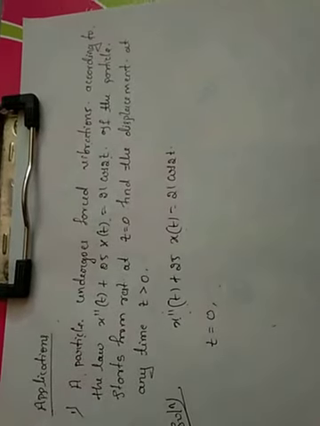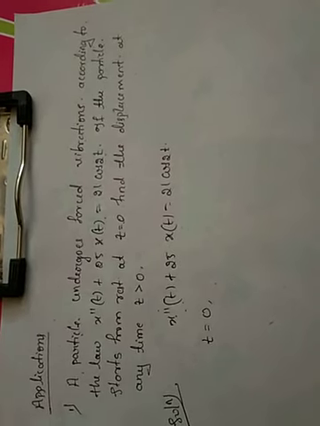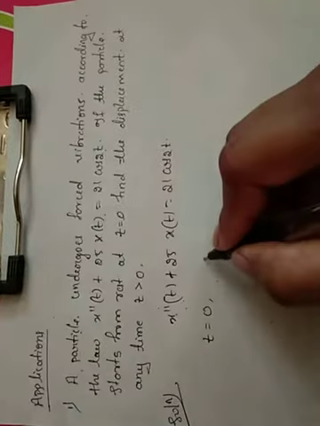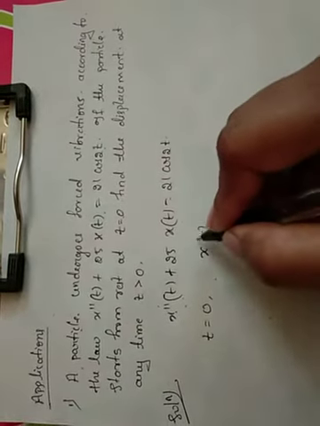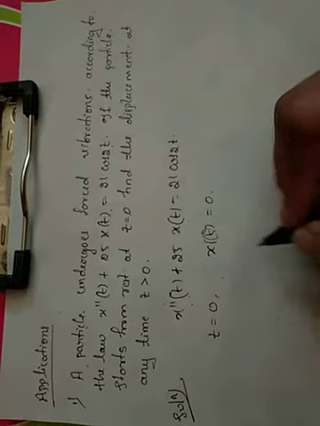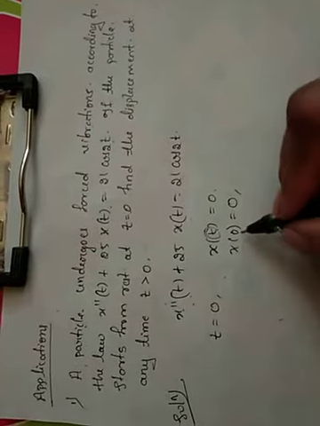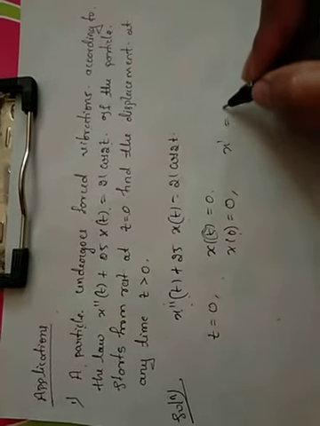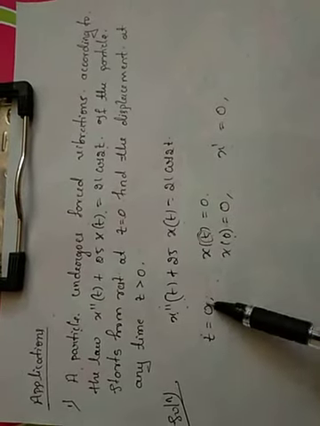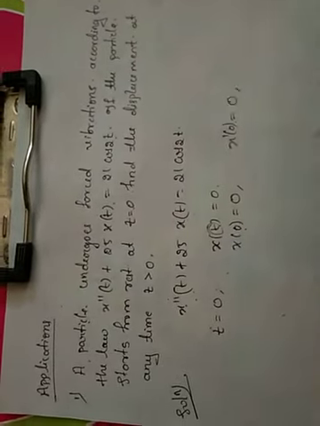Now if the particle starts from the rest, t will be 0. If t is 0, displacement is also 0. At the time 0, there is no displacement. Displacement here is your x of t. So your x of t is 0 at t equal to 0. So x of 0 equal to 0. If x is 0, then the derivative is also 0. At the time t equal to 0, x is 0 and x dash is also 0.